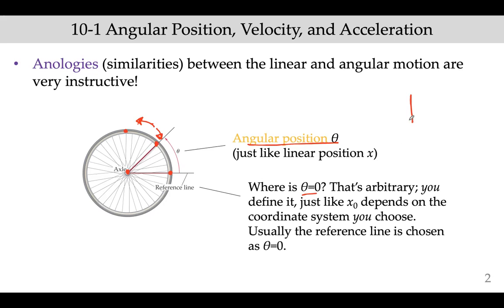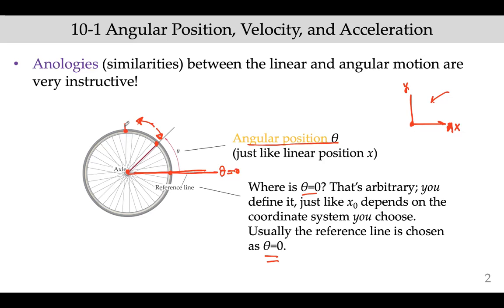Now, where is the 0 point? In the linear case, if you have a coordinate system, let's say x and y, then you could say this is the 0 point. But that's arbitrary. Remember, you could put your coordinate system anywhere you want. It's the same thing here. You can put the 0 line anywhere you want. But usually the reference line is chosen as the 0 angle. Most people use this as the 0 angle. You don't have to choose it.